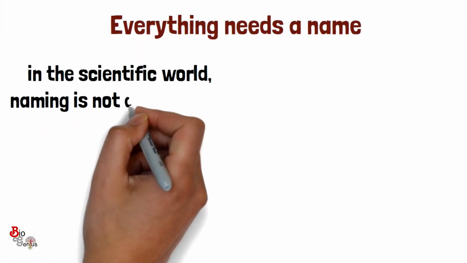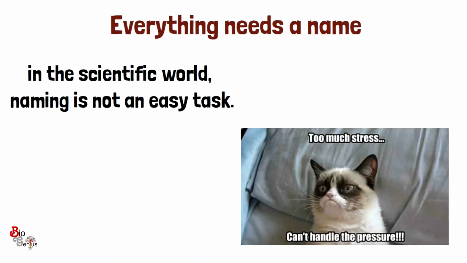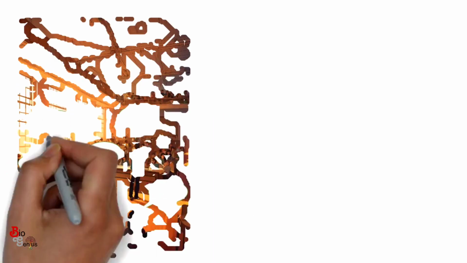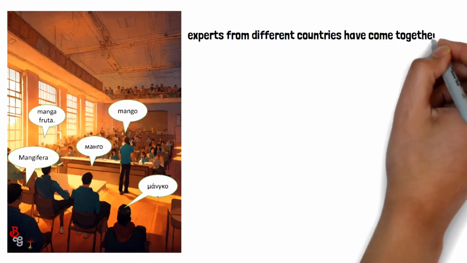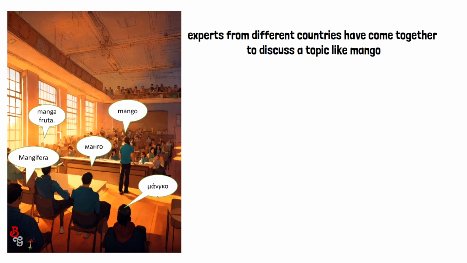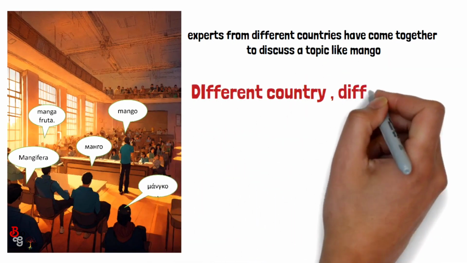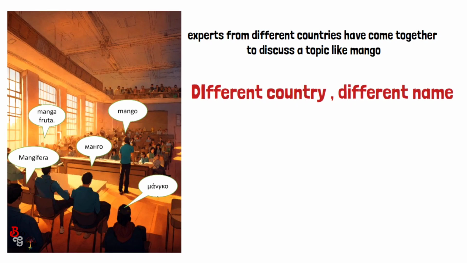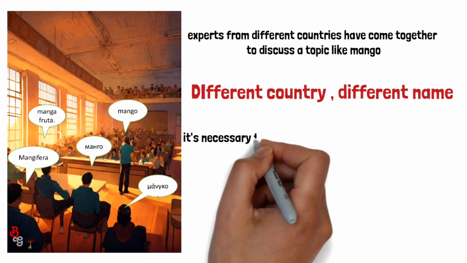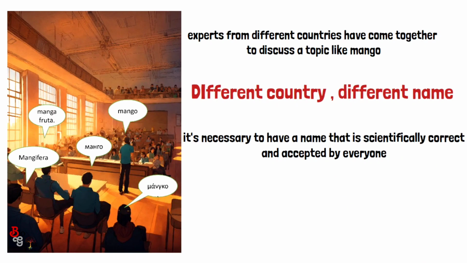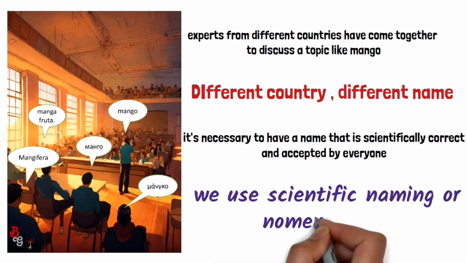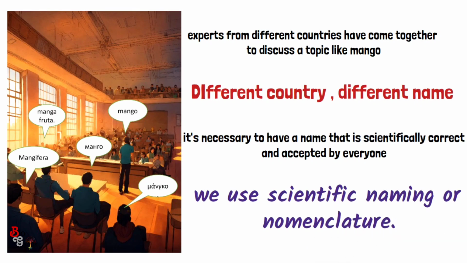However, in the scientific world, naming is not an easy task. Imagine being in a scientific gathering where experts from different countries have come together to discuss a topic like mango. The problem is that different people call mango by different names. Therefore, it's necessary to have a name that is scientifically correct and accepted by everyone. For this, we use scientific naming or nomenclature.